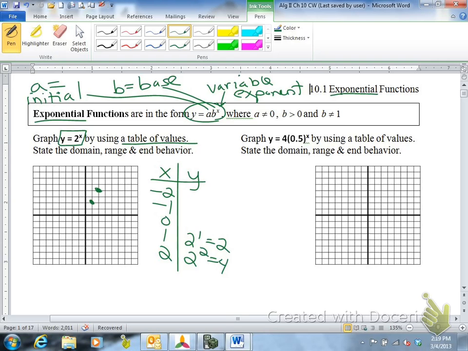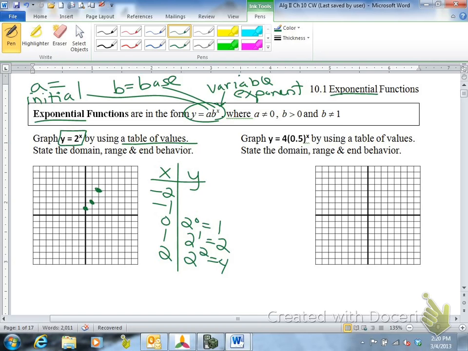0, 2 to the 0, it would be a 1. That's the 0 exponent property. You get a 1. So 0 comma 1.